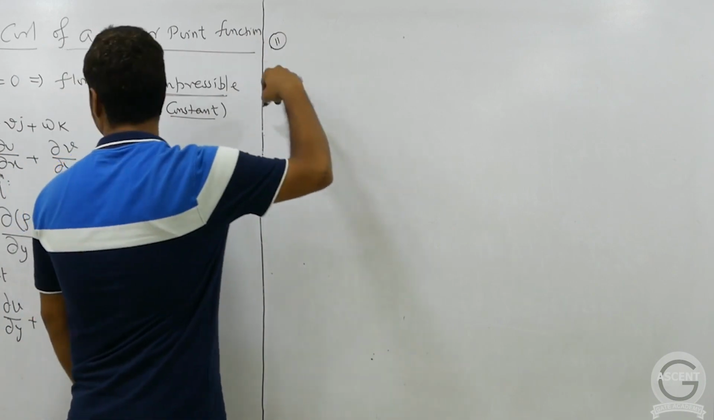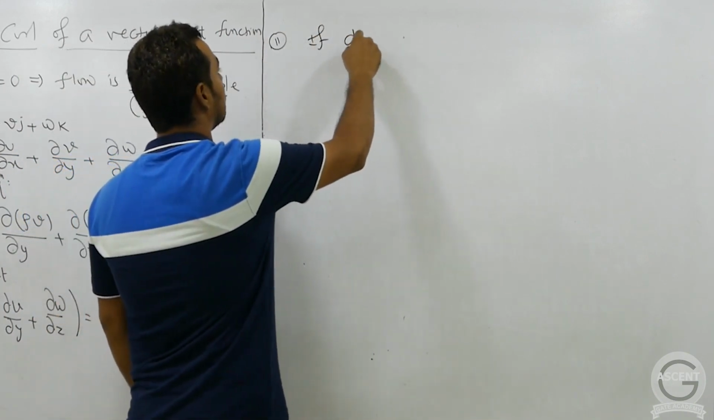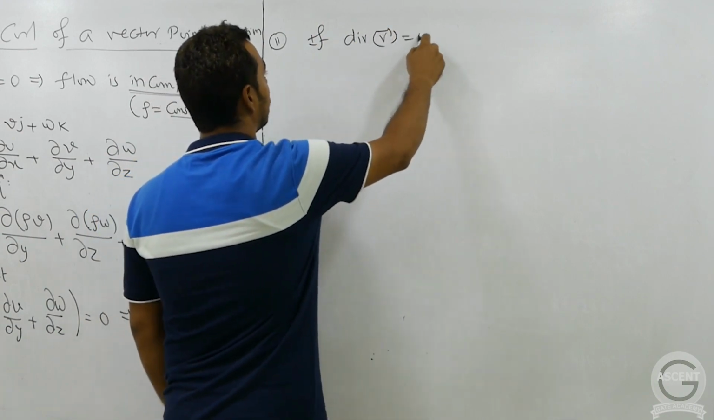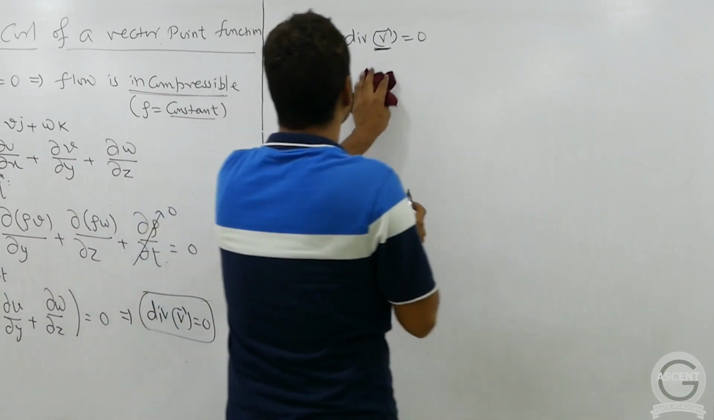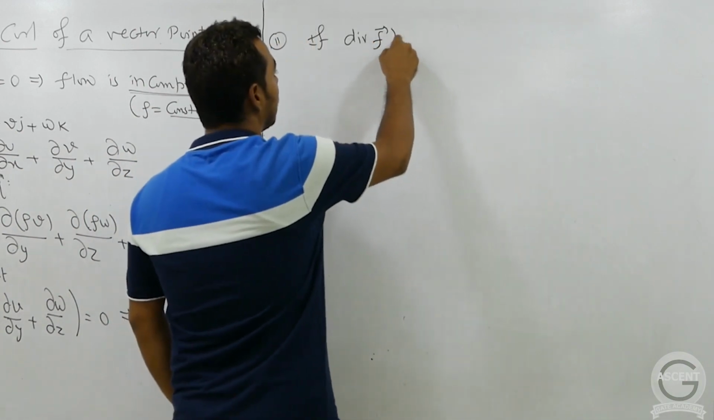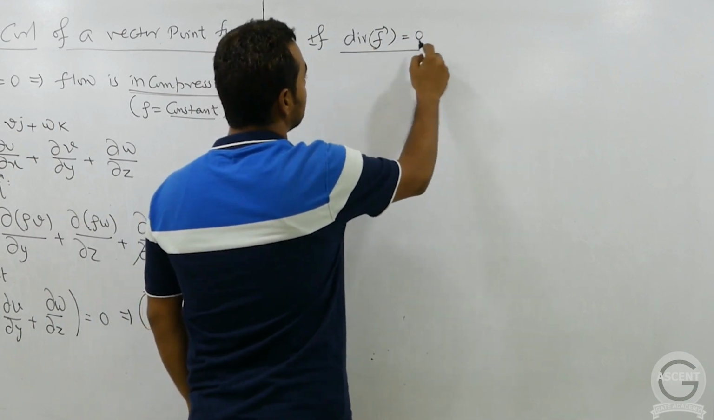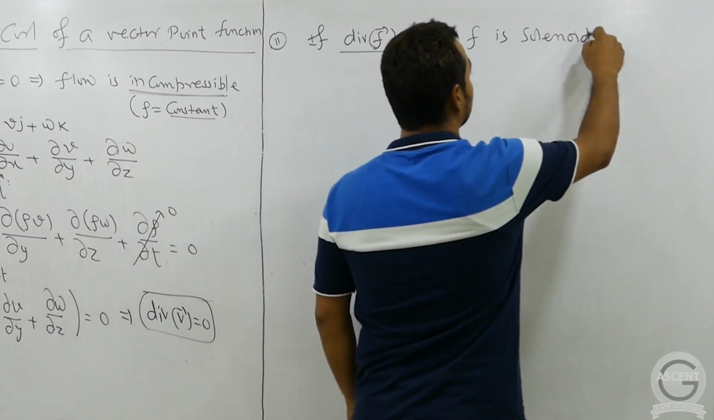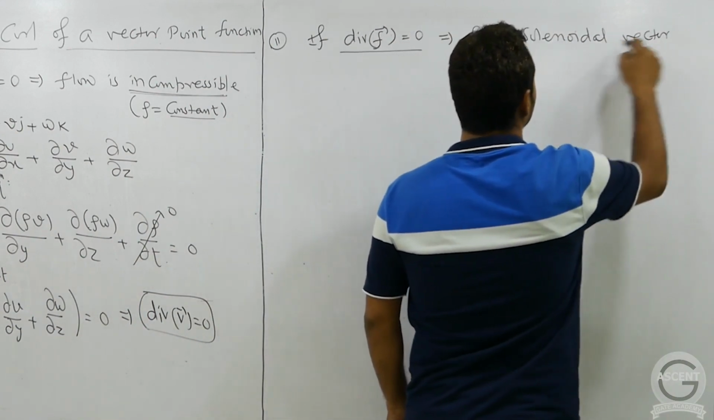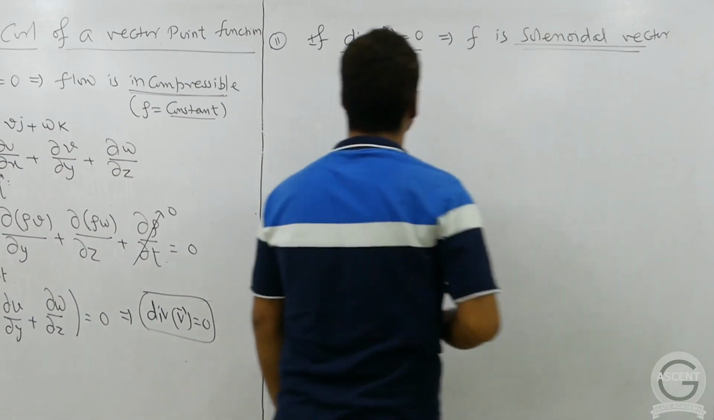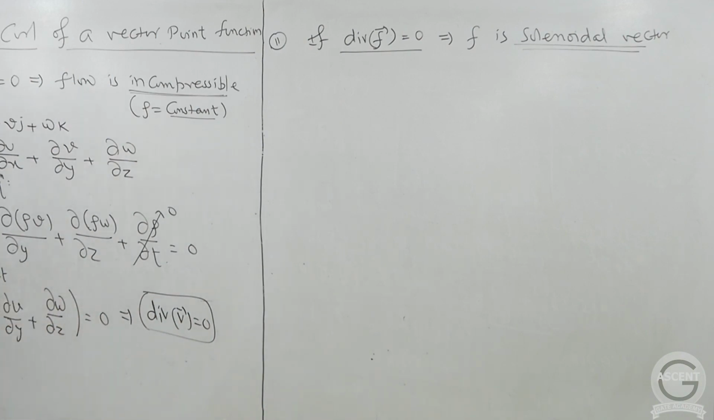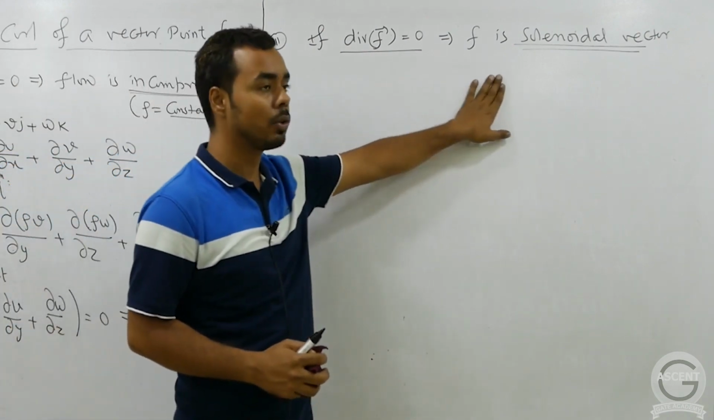The second result you need to remember is that if divergence of any vector is 0, v is any vector here, let me call this as some other vector f. V we have used for velocity. So suppose if divergence of f is 0, then this means f is a solenoidal vector. So this is the second point that you need to remember. If divergence of any vector is 0, then that vector is called solenoidal vector. If divergence of velocity vector is 0, then flow is incompressible. If divergence of f is 0, then f is called solenoidal vector.